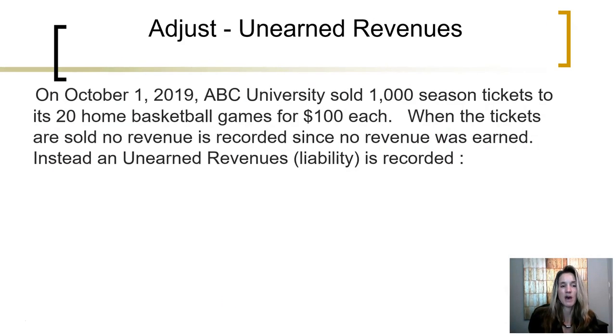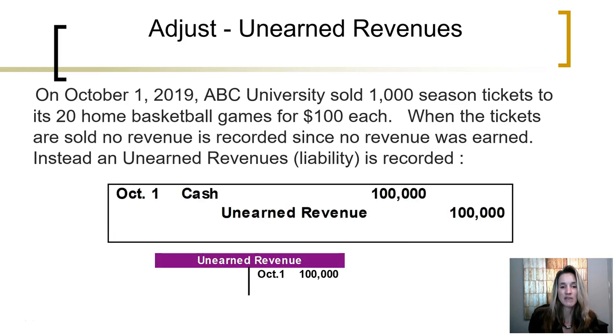For example, on October 1st of 2019, ABC University sold 1,000 season tickets to its 20 home basketball games for $100 apiece. When those tickets were sold, the company did not record revenues because revenues are not recorded until they are earned. Instead, they recorded an unearned revenue, which is a liability. So when that was received, they would have debited cash for the cash received and credited their liability unearned revenue. So between October 1st and the end of the accounting period, they've been carrying a liability of $100,000 in the general ledger.